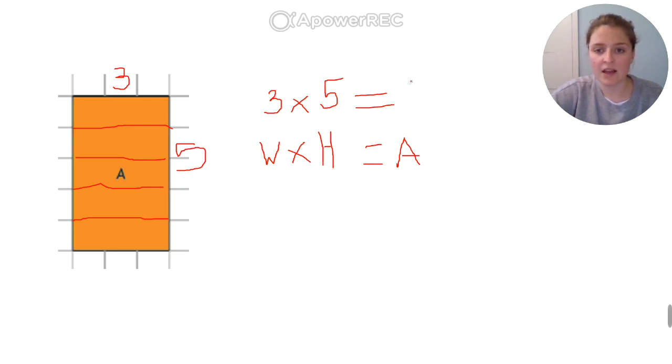So the area of the orange shape is 15 square units, or if it was centimeters, it would be centimeters squared. And make sure that 2, when you write it, is a tiny 2. It's got to be a tiny 2 that is sitting just slightly above the M. Okay, let's have a look at the next one.